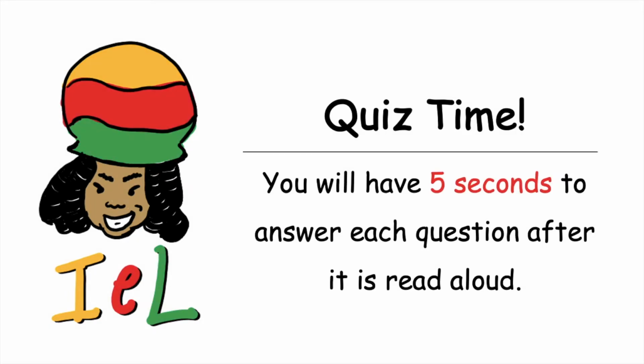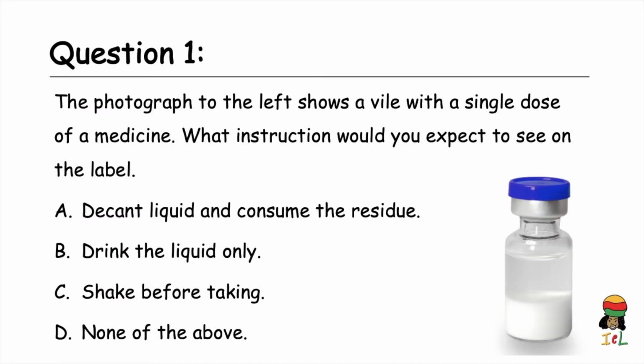So it's quiz time, and you have 5 seconds to answer each question after it is read aloud. Question 1. The photograph to the left shows a vial with a single dose of a medicine. What instruction would you expect to see on the label? A. Decant liquid and consume the residue. B. Drink the liquid only. C. Shake before taking. D. None of the above.